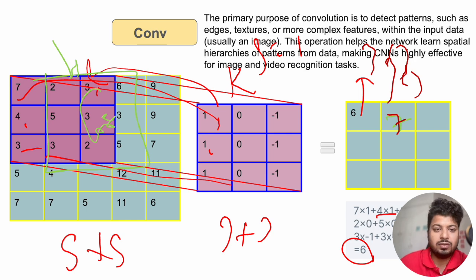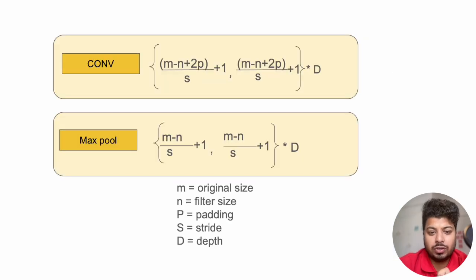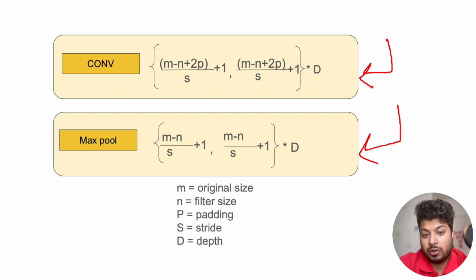Now let me give you the formula. This is the formula which will help you get the output shape after each and every operation. For example, if we are applying a convolutional operation, this is the formula which will give you the output shape. And if we are applying a max pool operation, this formula will help you get the output shape, where M represents the original size of the image, N represents the filter size, P is the padding, S is the stride. Stride basically means how much of a step you are moving.